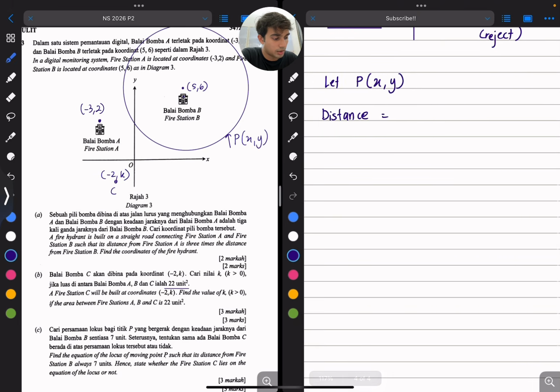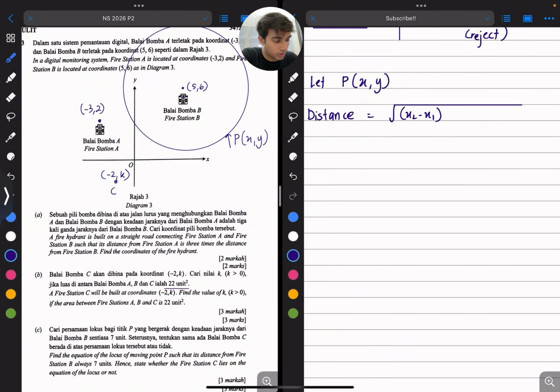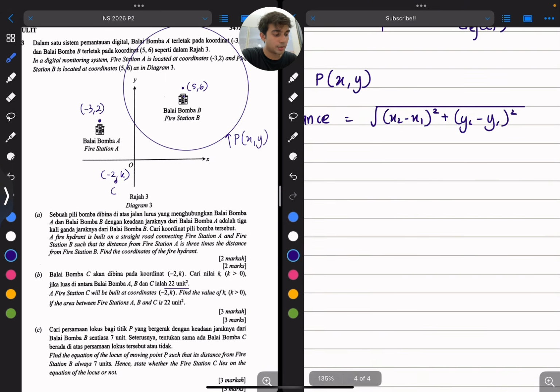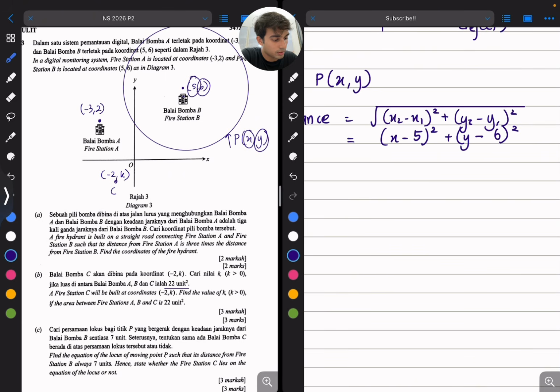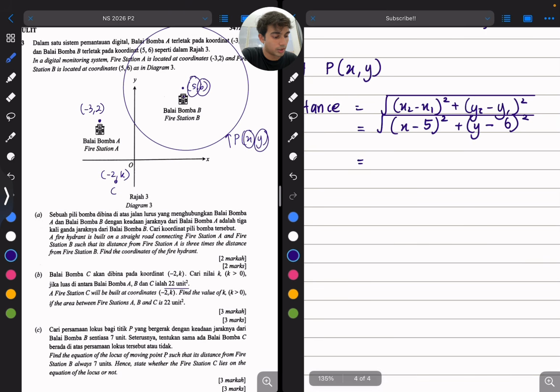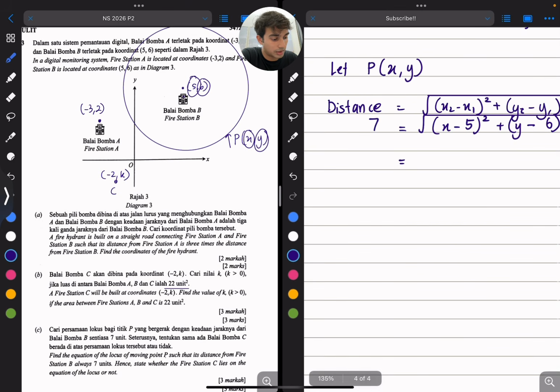The distance formula is the square root of (x2 minus x1) squared plus (y2 minus y1) squared. It's basically Pythagoras' theorem. So x2 is x, x1, y2, y1, square root. Okay, so if you expand this, the distance is 7 now.